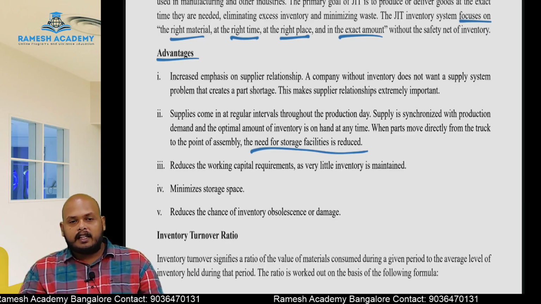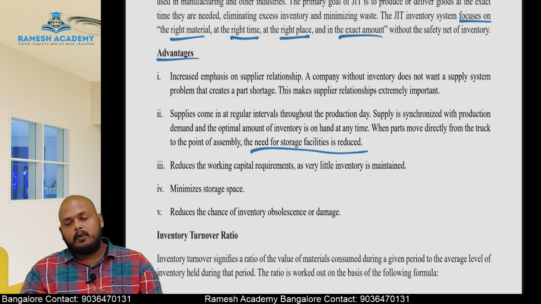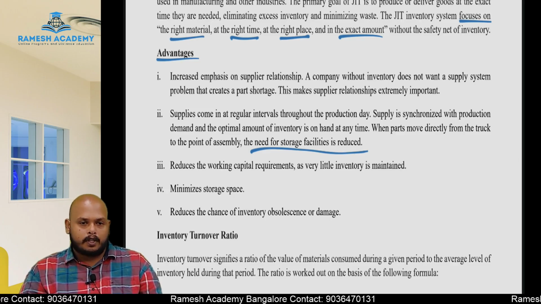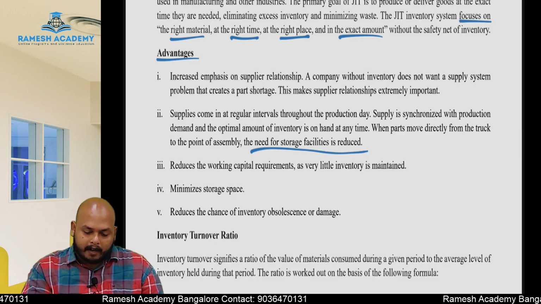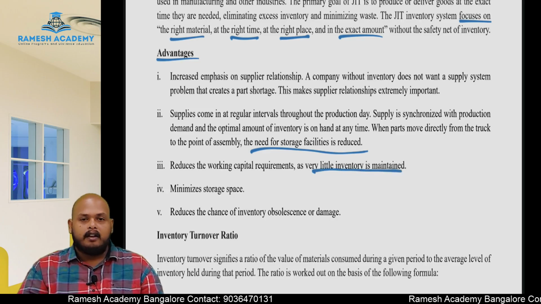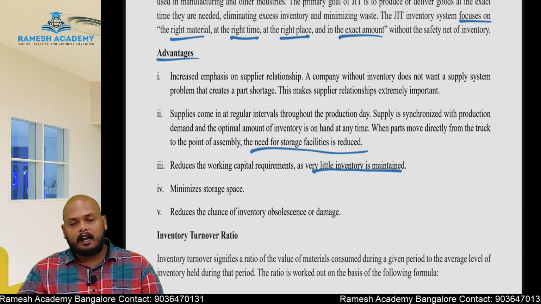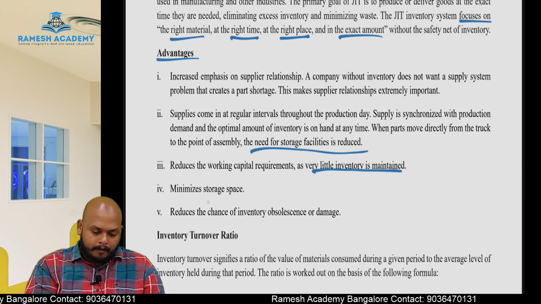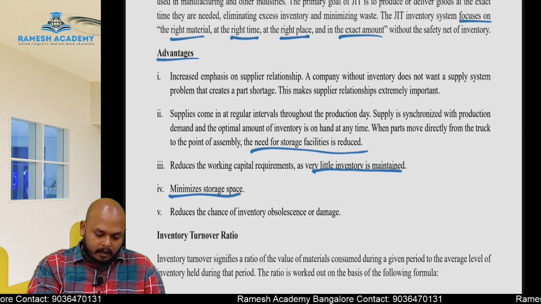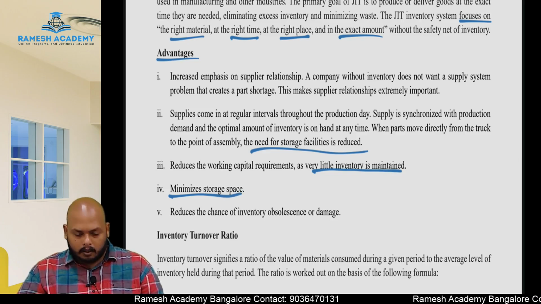So we need not store that raw material, so we don't require storage space. When we don't require storage space, storage cost is reduced. It reduces the working capital requirement, as very little inventory is maintained. Why? Because whenever we require, we just place the order; we are not maintaining any material in advance. That is the reason working capital requirements will be very low. Minimum storage, minimizes the storage space. We don't require large godowns and all. Very small space is enough for emergency purposes for storing the goods.